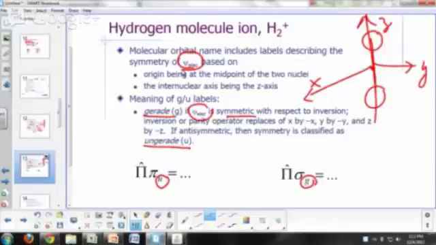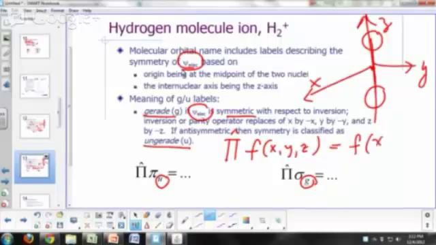What does inversion mean? Let's say you have a function f of x, y, z. If you apply the inversion operator, or the parity operator, on it, all you have to do is replace x by negative x, replace y by negative y, and replace z by negative z. If by doing that, you still get the same value for the function, then we say your function is gerade. It's symmetric with respect to inversion. If by doing that, you get the negative of the function, then we say your function is antisymmetric, is ungerade.